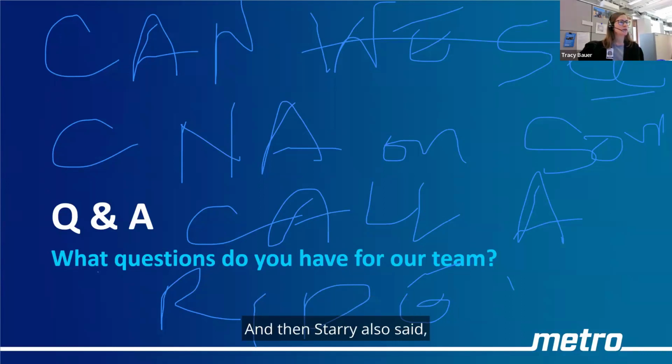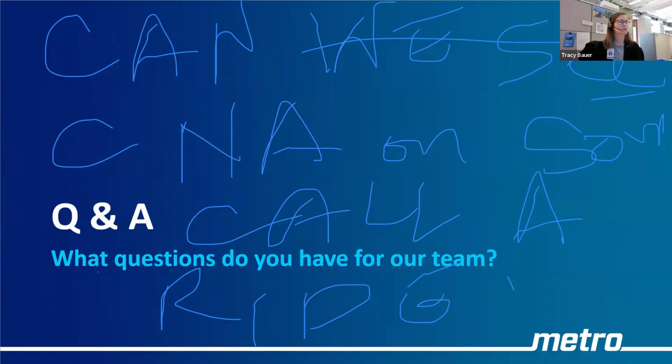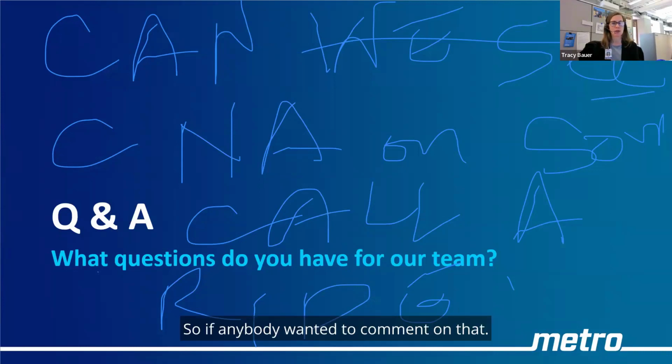And then Starry also said, I would like to echo Dwayne's sentiments about the Call a Ride cuts. My family still lives in an area where I was told the bus would not come back for a very long time. Three of my family members have moderate to severe disabilities. Because there's not a bus there, they're not going to get their Call a Ride. And so those seem to be the main comments regarding that. So if anybody wanted to comment on that.